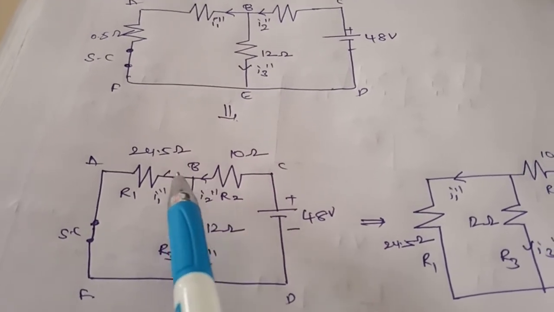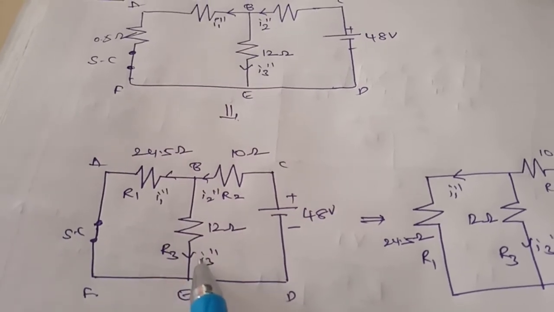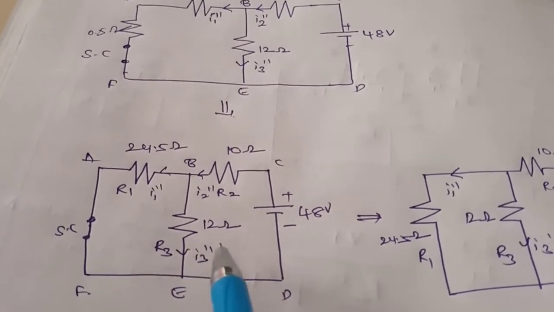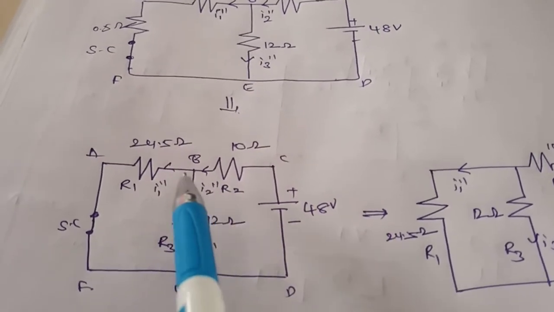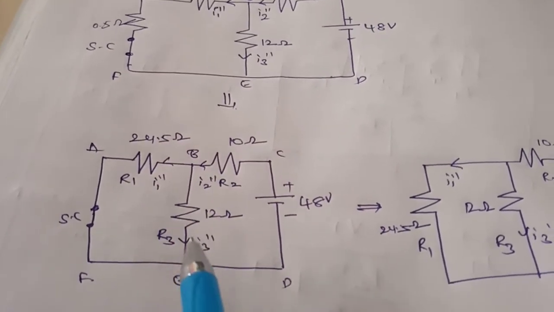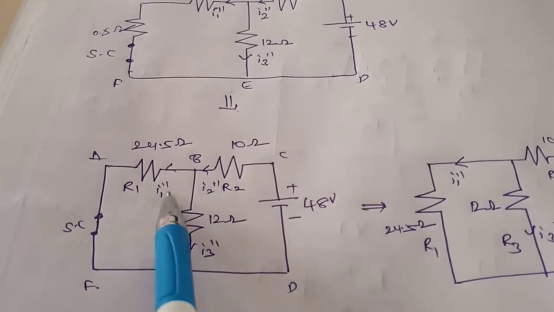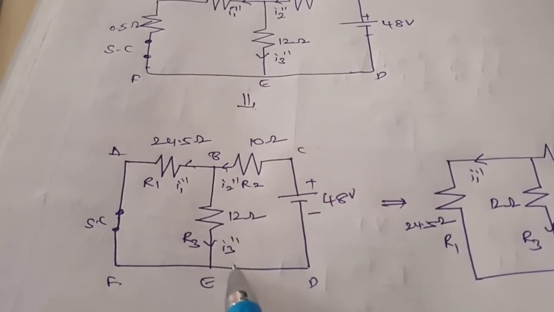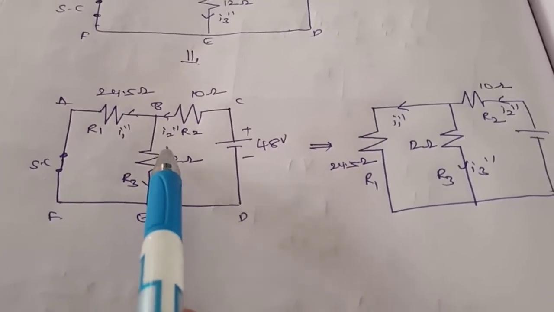Let us reframe that as I1 double dash, I2 double dash and I3 double dash. Because of this voltage source, the current flowing in this branch is I2 double dash, leaving at this point. In this branch I am considering I1 double dash, and in this, I3 double dash. So what will be I3 double dash? One current is entering and the other is leaving. So I2 double dash minus I1 double dash gives you I3 double dash. Now we have to find I1 double dash, I2 double dash and I3 double dash.